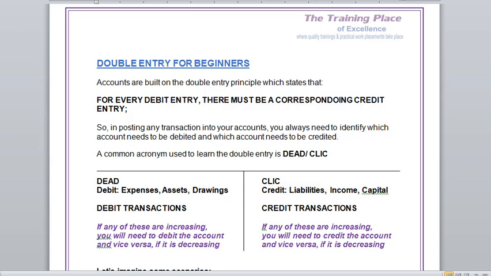And there is the acronym DEAD CLICK, which we use to teach the double entry or to just give you a little bit of insight as to what the double entry is all about. DEAD means you debit expenses, assets, and drawings. CLICK means you credit liabilities, income, and capital.